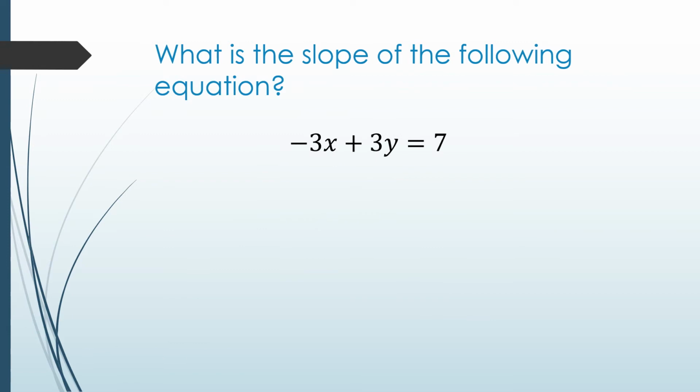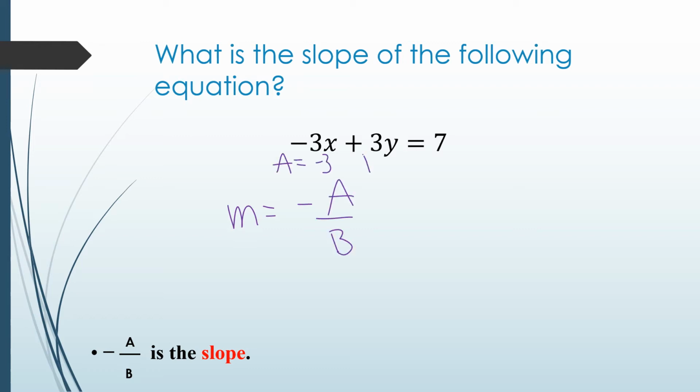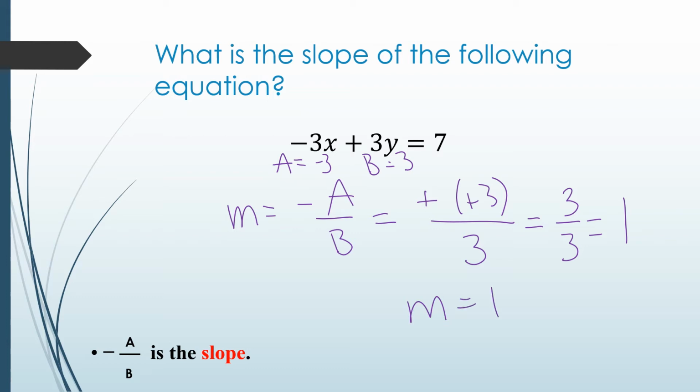Okay, let's take a look at another one. Again, I want to calculate that my slope is the opposite of A over B. A here is negative 3, B here is positive 3. So if I plug that into my formula, negative, and then A is negative 3, and then B is positive 3. These two negatives are going to cancel and make a positive. So I really have 3 over 3, which is 1. So my slope of this line is 1.